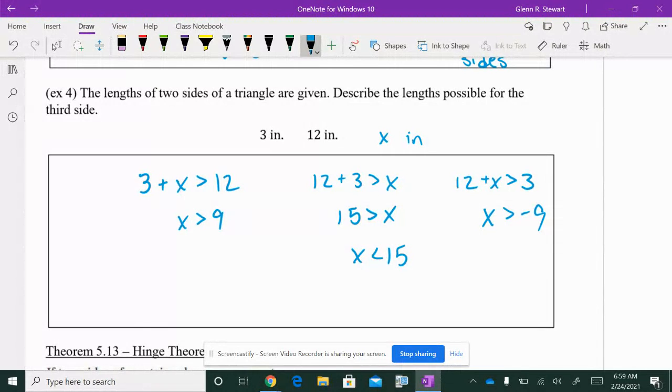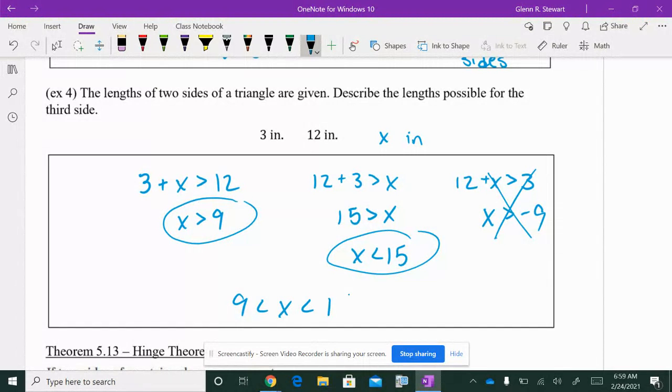Obviously, we don't have to necessarily use this one. We know that x has to be greater than a negative number. However, whenever we're looking at these two, these are the main ones that we want to look at. Anytime you get a negative number, it's mainly just obsolete because we're dealing with length, and distance is never negative. So in this case, x has to be greater than 9. So we could write it as 9 is less than x, which is less than 15.